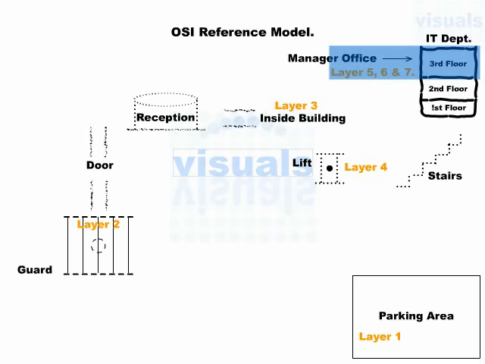Let's look at layer 4. Layer 4 is the transport layer, as we have discussed a bit earlier in the same visuals. I have discussed that there are 2 ways of transporting the data while discussing the transport layer. Here you can see there is a lift and there are stairs also. If I choose the lift to go to the 3rd floor, I can, and if I choose the stairs to go to the 3rd floor, I can choose this option also.